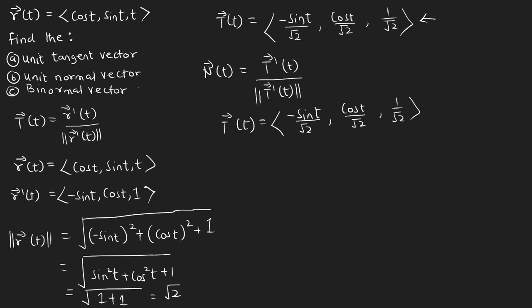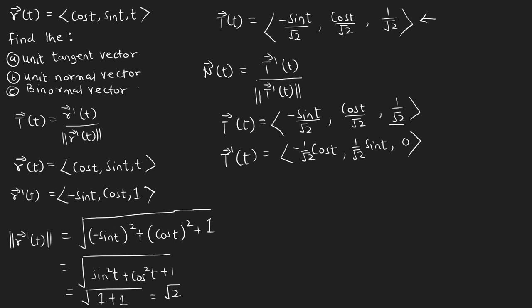So let's find the derivative of this function here. I'm going to have something like minus 1 over root 2 times sine of t, and you know the derivative of sine of t will be cosine of t. Then similarly, you will have 1 over root 2 multiplying the derivative of cosine of t, that would be minus sine of t. And then you know the derivative of this constant here will be 0. So we have 0 here.